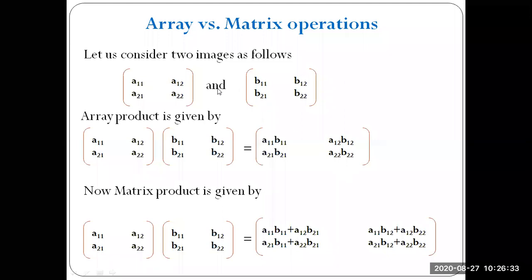Suppose let us consider these 4 pixels. So your image has 4 pixels, 2 by 2, and the other image also has 4 pixels, 2 by 2. So if you consider like this, the array product will be like this and the matrix product will be like this. So this is the procedure to operate array operations or matrix operations.